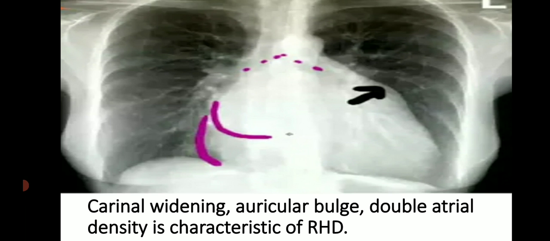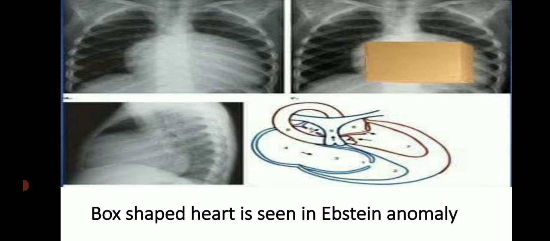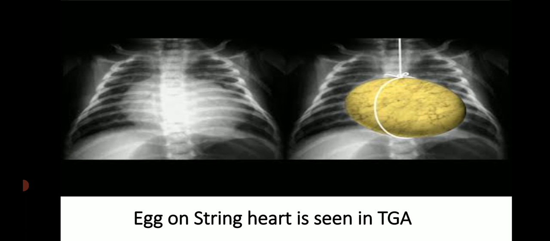Cardiac widening, auricular bulge, and double atrial density are characteristic of rheumatic heart disease. Box-shaped heart is seen in Ebstein anomaly. Egg-on-string heart is seen in transposition of great arteries, TGA.